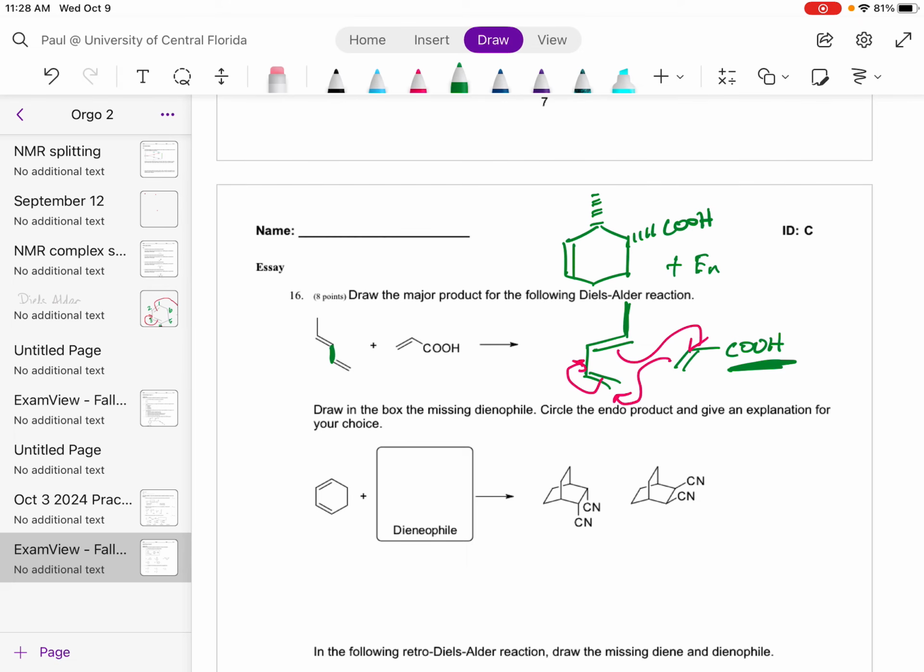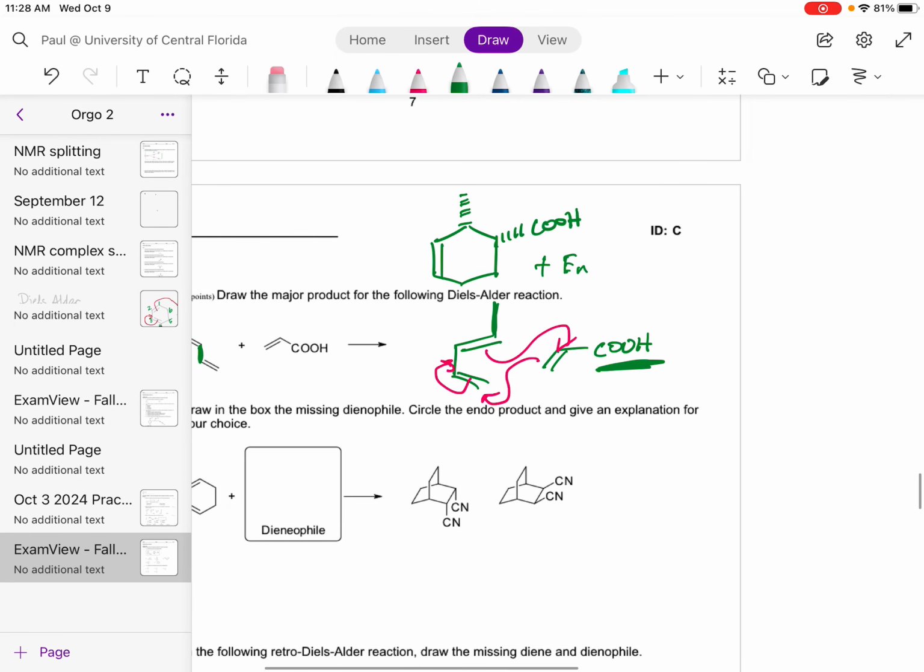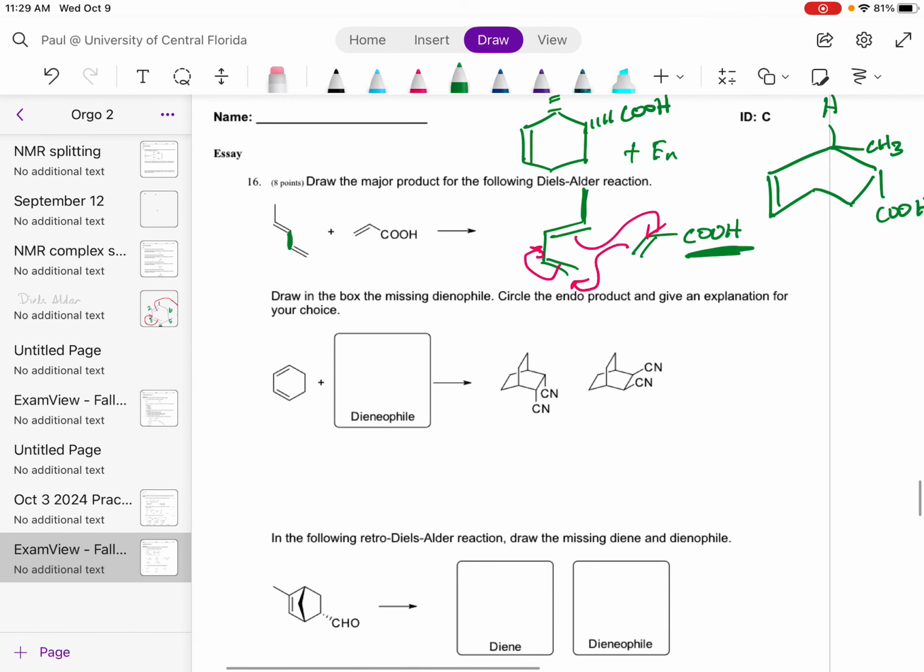If you've drawn it, that would work. You could have also drawn it like this. The hydrogen's coming up, your methyl's going to be coming down, and so your carboxylic acid would also be coming down like that. So you could have had that product. Or those are the same products, it's just that's how you would have drawn it. Okay.